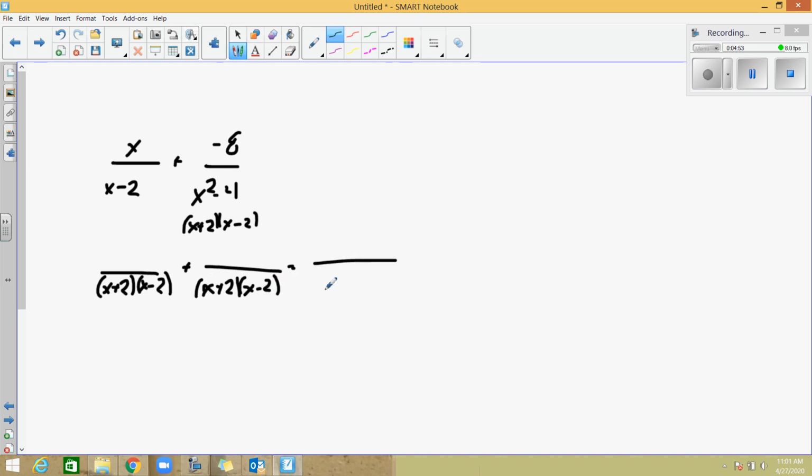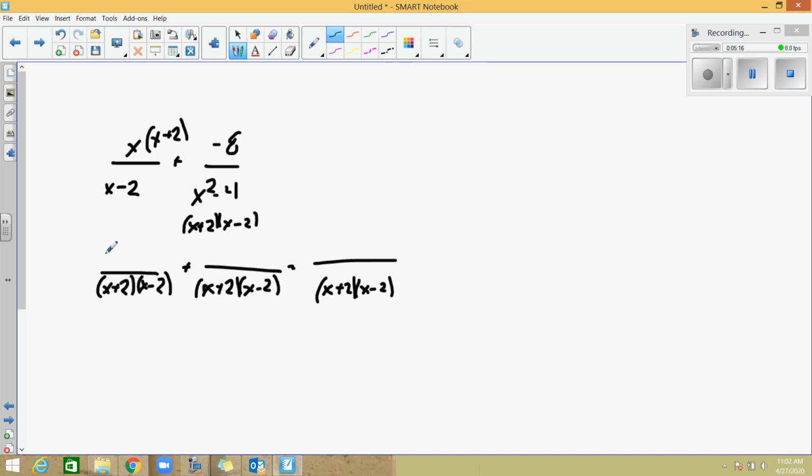And my answer gets to be x plus 2, x minus 2. Now here's where it gets a little bit goofy. So what am I missing from here that I took times down here? Well, that x plus 2. When I take the x plus 2 times the top, I want to go ahead and distribute it because multiplication will happen before this addition sign.